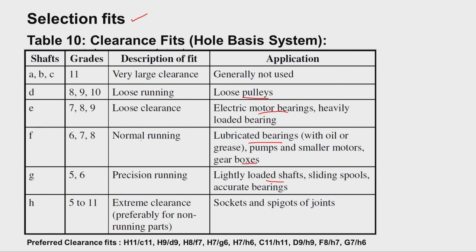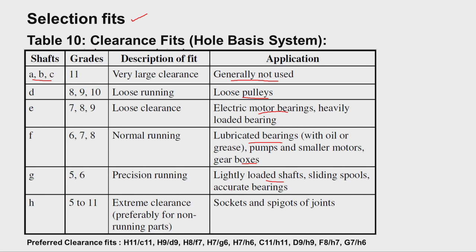So once we fix up the type of fit that is needed, then we can go for what is the shaft. So this is basically the hole basis system. So capital H hole is required. Now we have to select the shaft. What type of shaft is required? Whether A shaft or B shaft is required. See, when the clearances are very large, clearances needed for general usage, then we go for ABC shafts, which will provide very large clearances.